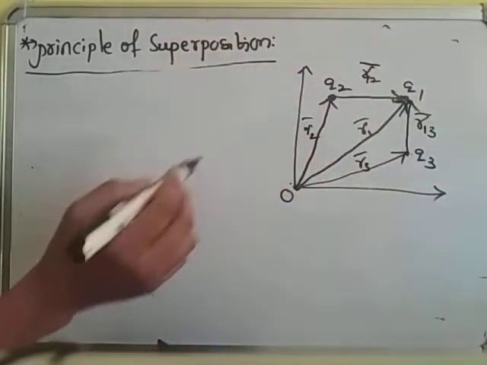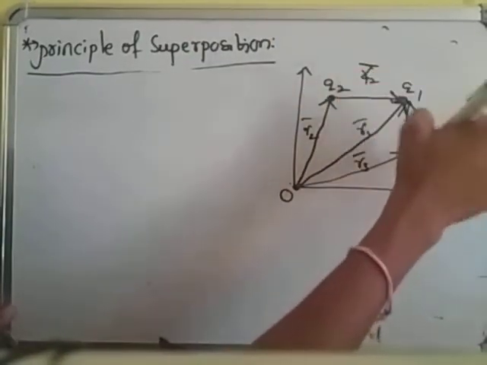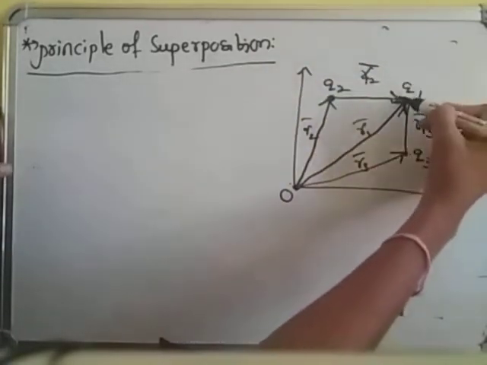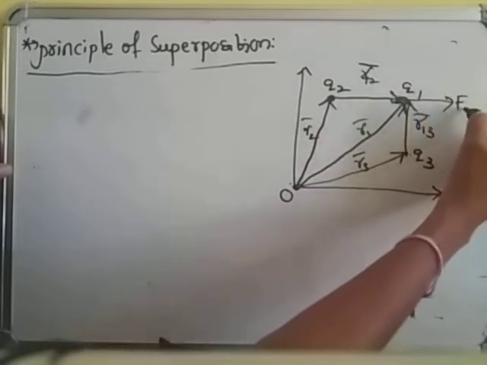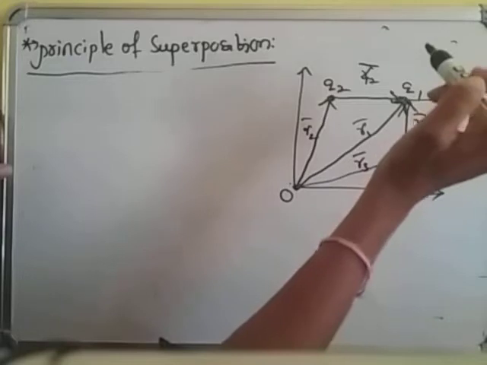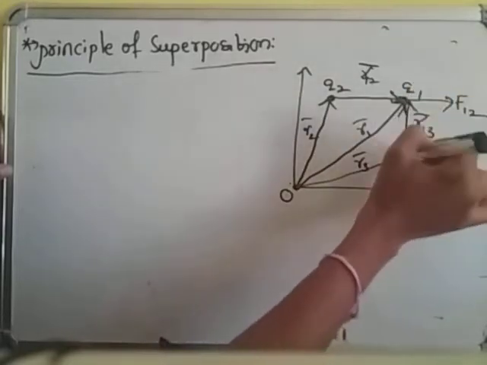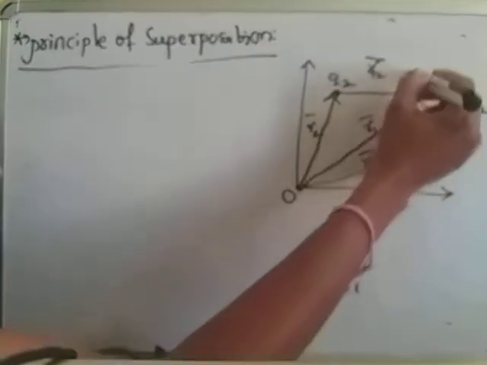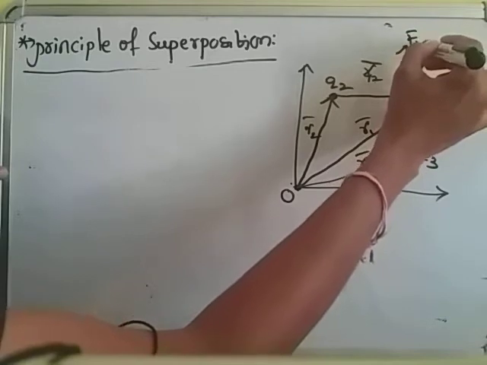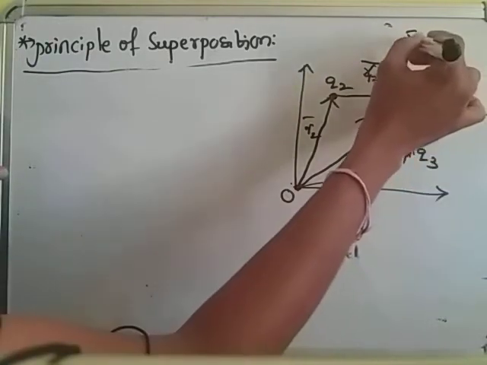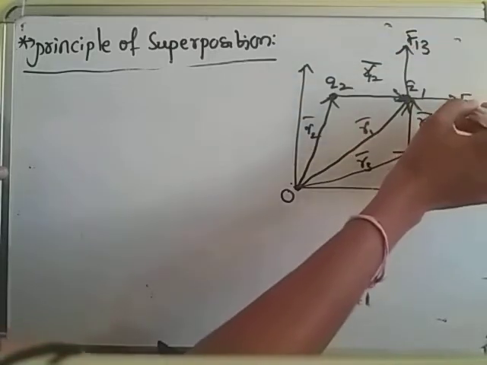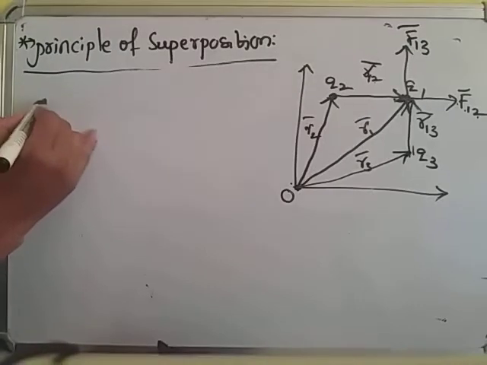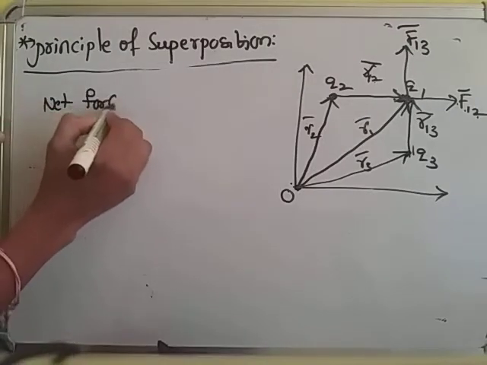Now, if we consider these are all positive charges, Q2 repels Q1 and pushes it to that side like this, and this is the force on Q1 applied by Q2. Q3 also applies a force, Q3 repels Q1 and pushes it away, and that acts like this. This is the force on 1 applied by 3, and this is the force on 1 applied by 2. Now I want the net force on Q1.